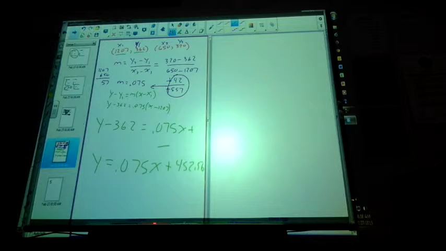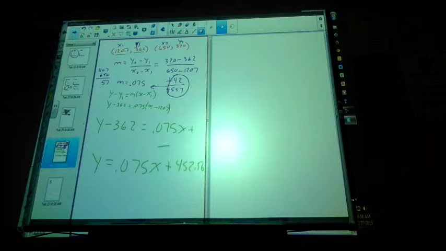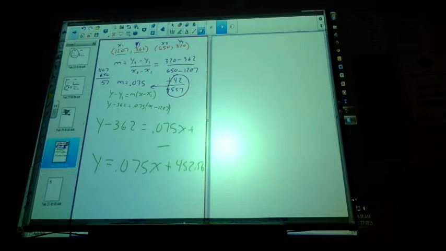Would your points be off a little bit from your neighbor's if your neighbor picked other points? Would your equation be off? Yes. So remember that the r and the r squared value are telling you how well your data fits into there.